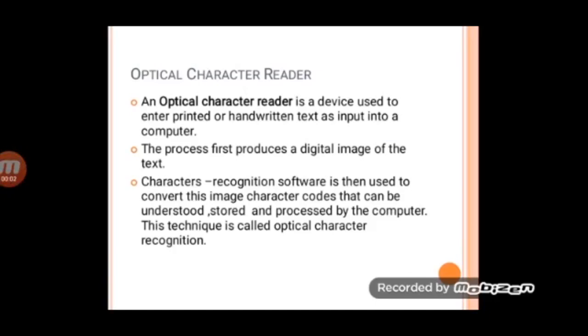Now the next topic is optical character reader. What is the use of this device? An optical character reader is a device used to enter printed or handwritten text as an input into a computer. The process first produces a digital image of the text. Then character recognition software is used to convert this image into character codes that can be understood, stored and processed by the computer. This technique is called optical character recognition.